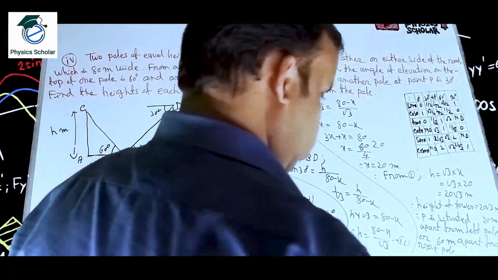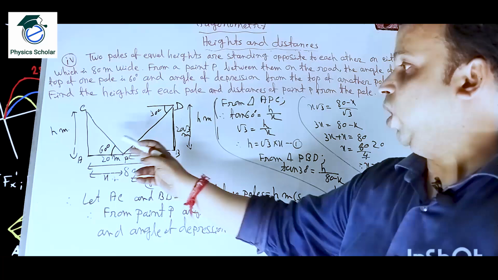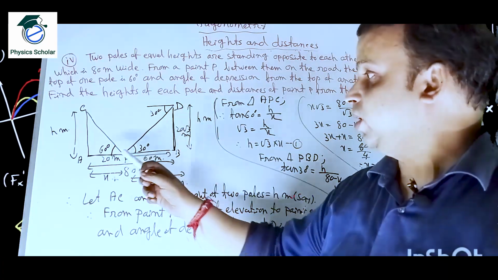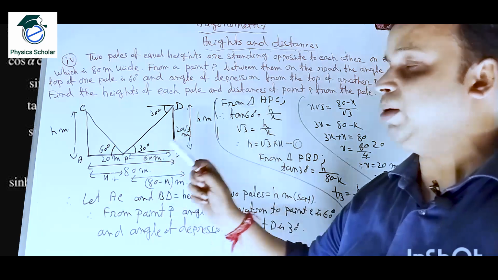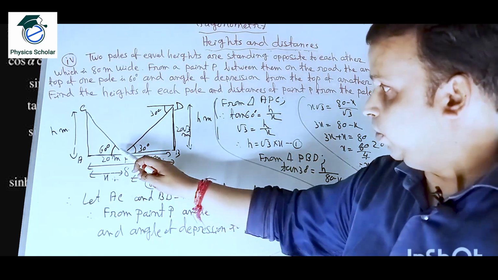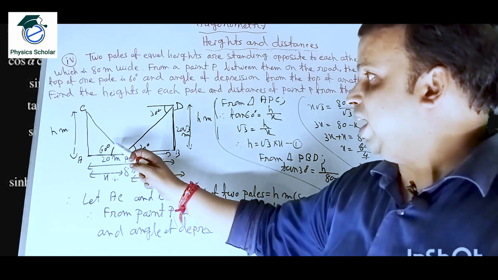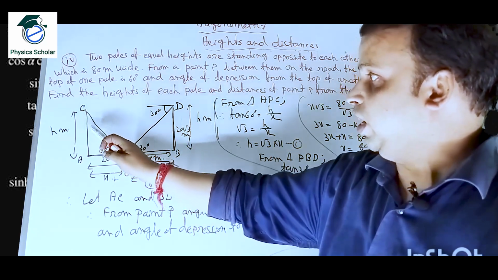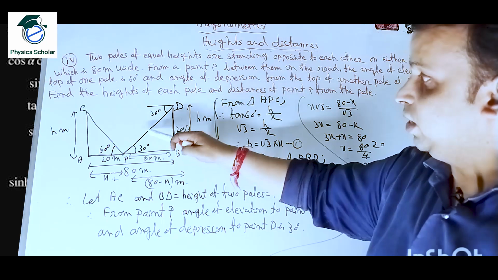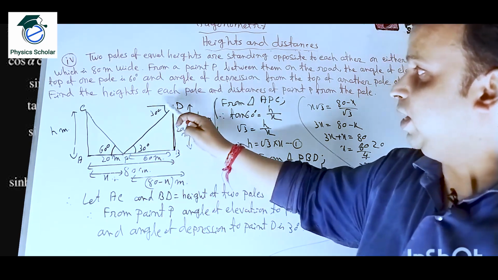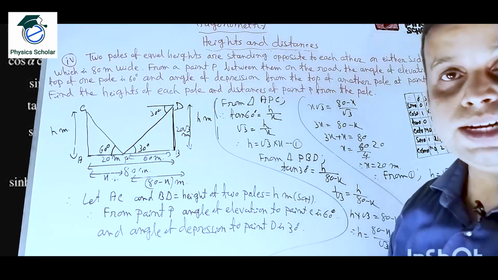Clear? So I am explaining it once again. Two poles of equal heights are situated on either side of the road. The width of the road is 80 meters. Clear? Now from any point P between the two poles on the road, the angle of elevation of one tower is 60 degrees, and from the top of the other tower to that same point the angle of depression is 30 degrees. Clear? So this is 30 degrees, so this angle will also be 30 degrees.